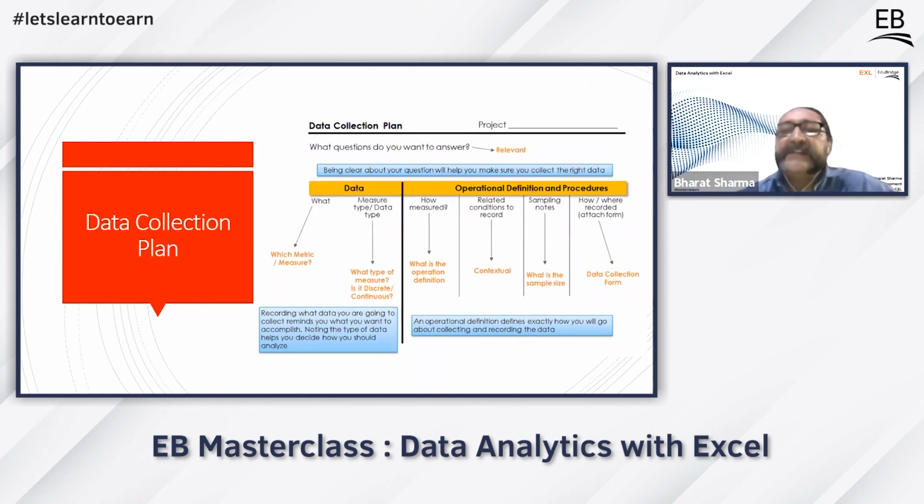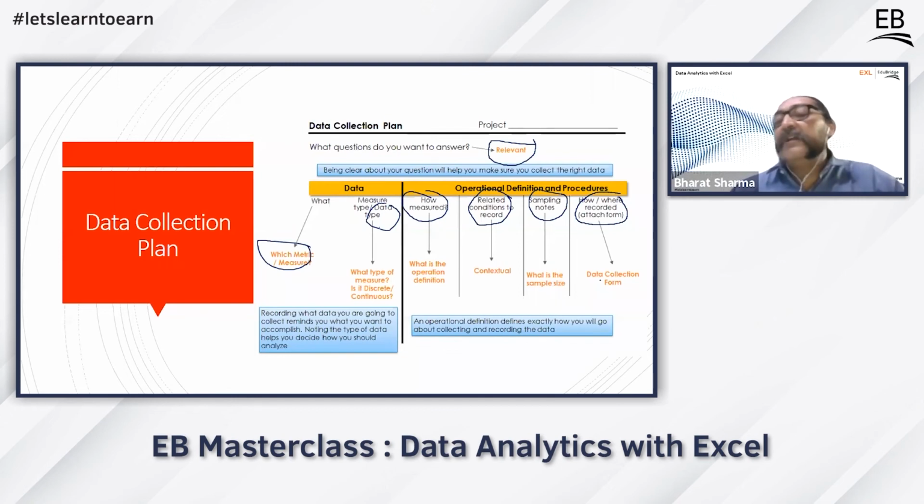This is one template which says what questions you need to answer, what the relevance of this data is, what you want to do with it, what the metrics are, what the data type is, how you are going to measure this data, any related conditions that you need to record, sampling notes, how many samples, and how and where you are going to record these. These are normally recorded in data collection forms or data collection templates, DCTs or DCFs in short.